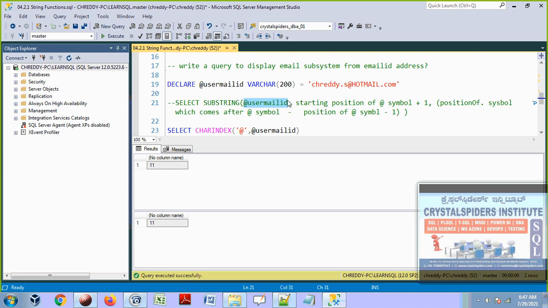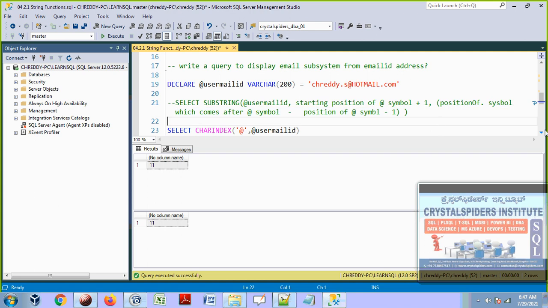Pass that value, the user email ID, and the starting position of @ plus 1. And here, the position of the dot symbol which comes after @, minus the position of @ symbol, and minus 1. So this will give the number of characters between the @ symbol and the dot symbol. So this is the logic, guys.